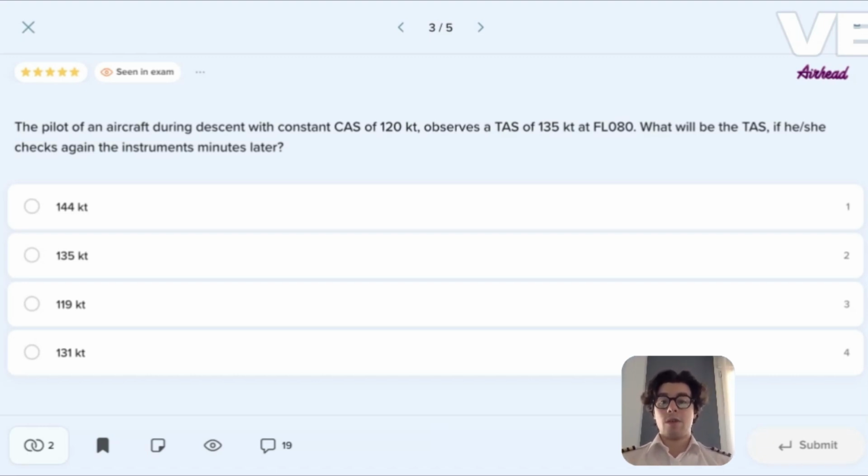So if our CAS is 120 and we're descending, that means that throughout the descent, the true airspeed will be decreasing. So it has to be lower than 135. And we have two answers that are lower than 135, 119 and 131. However, all you need to remember is that your TAS can never be lower than your CAS. They will be very, very close to each other at the surface. However, the TAS will never be below your calibrated airspeed, which is the dynamic pressure. So in this case, the 119 is an impossible answer, and the only one that makes sense is 131 knots.